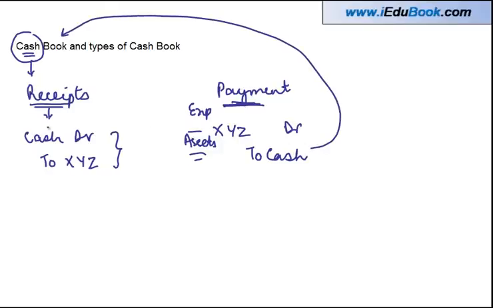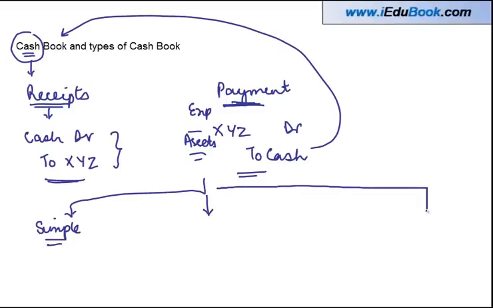But a cash book is not that simple, in the sense there can be three types of cash book. One is called a simple cash book. The simple cash book simply takes into account cash transactions. The second type of cash book is a two-column cash book.